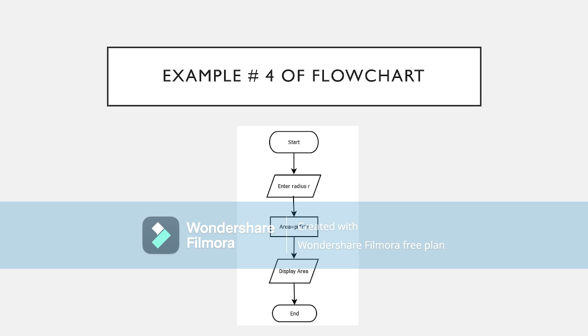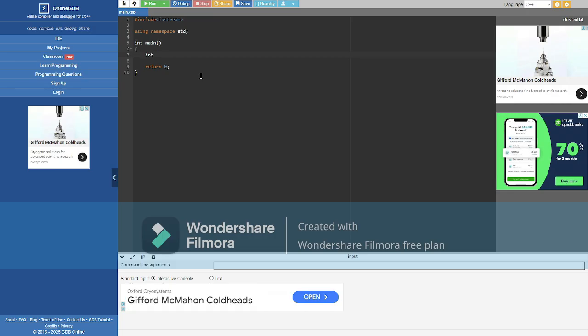What it's doing is it's asking the user to input the radius of a circle, then it's calculating the area of the circle, and then it is displaying the area of the circle. Let's move into our IDE and make this program. Here we are inside our compiler again. Let's start. Here I'm going to declare the variable r for the radius.